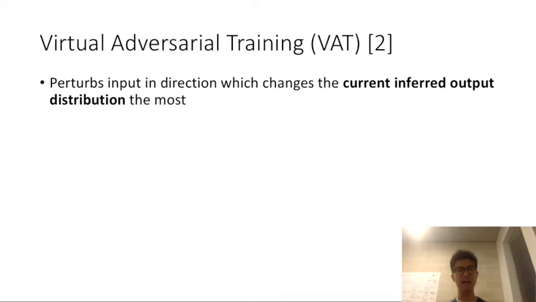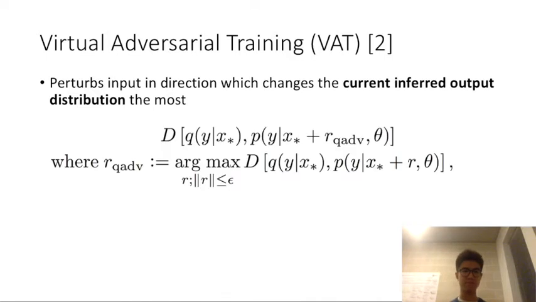This is exactly the idea of virtual adversarial training, which is an extension of adversarial training to the semi-supervised learning domain. It perturbs inputs in a direction which changes the current inferred output distribution the most, and the virtual part is what allows it to be applied on unlabeled data.